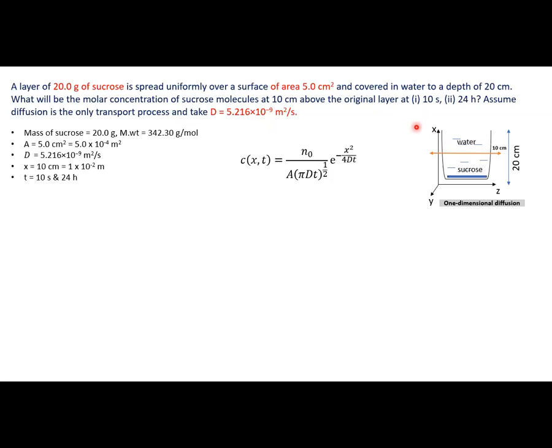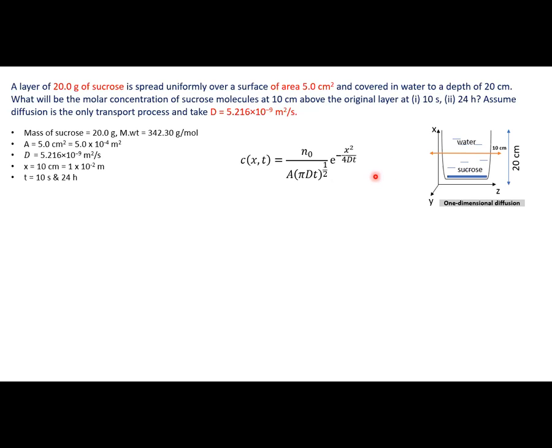To represent the question in terms of a rough diagram, again imagine a beaker of water where the bottom of the beaker is coated with sucrose over an area of 5 centimeters square. What we need to determine is the concentration of sucrose at different times, like 10 seconds and 24 hours, at a height of 10 centimeters from the bottom surface. We know one equation that describes one-dimensional diffusion. We have to consider just one dimension because we are talking only about the x direction, which is the height of the beaker.